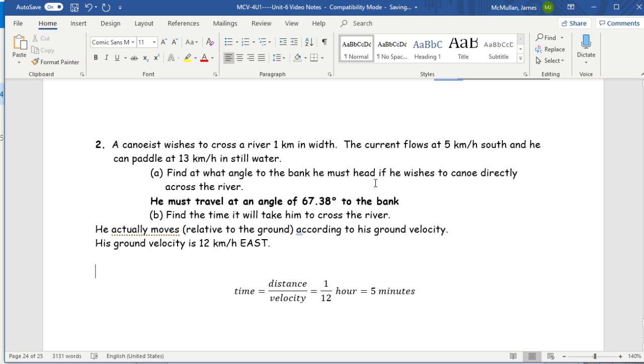Now, importantly, he does not cross the river at 13 kilometers per hour. He's paddling relative to the river at 13 kilometers per hour, but the river is moving. So he's only going to cross the river at his resultant, his ground velocity. That's 12. It's headed directly east. So the question is just how long does it take him to travel 1 kilometer east? If he's traveling at 12 kilometers per hour, the answer would be 1/12 of an hour, or 5 minutes.